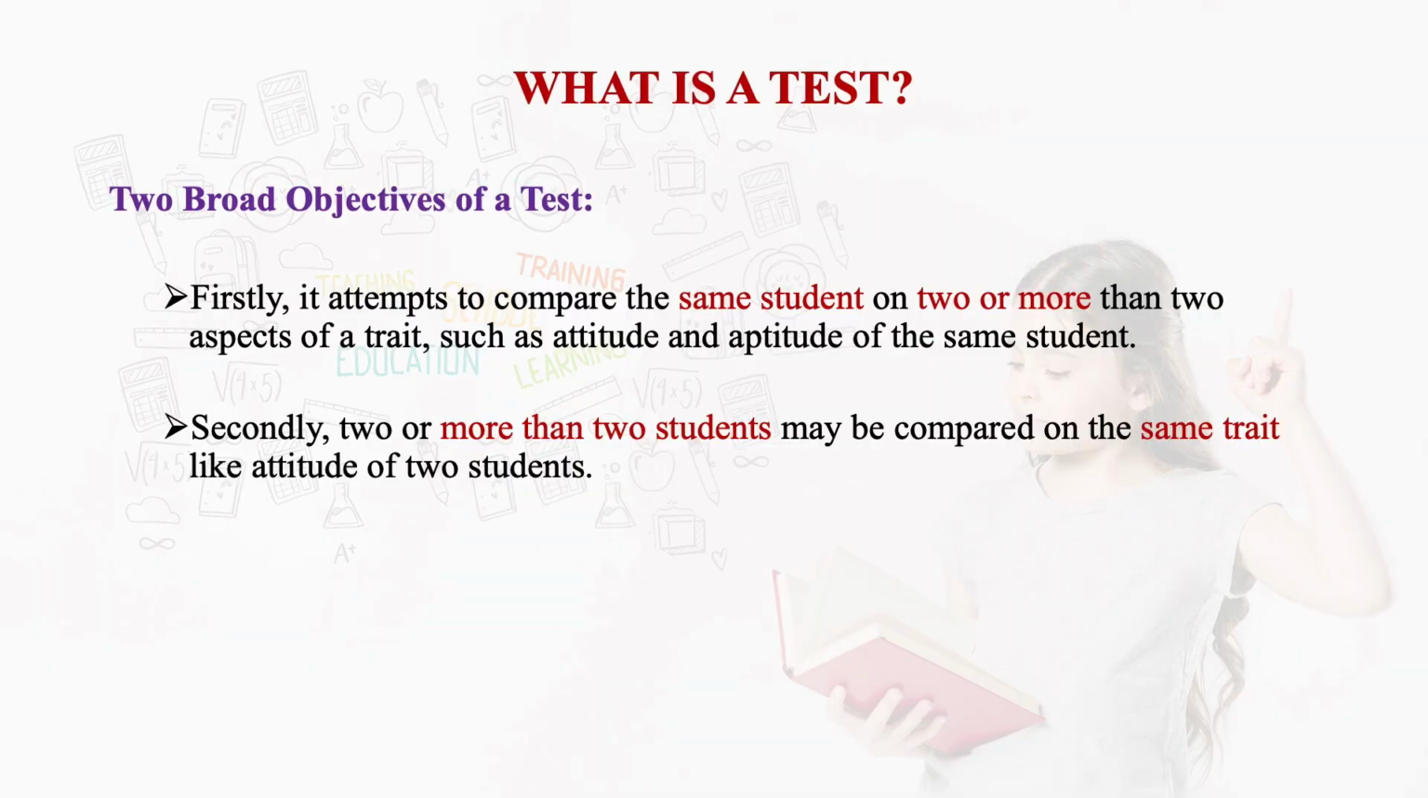So in result, you can say that student X had secured this much score in science, is having a positive attitude towards schooling or towards the teacher, and is having intelligence as well as other aspects also. So here, so far as the objective of a test is concerned, different variables, different tests can be measured upon the same student. And secondly, two or more students may be compared on the same trait, like the attitude of two students.